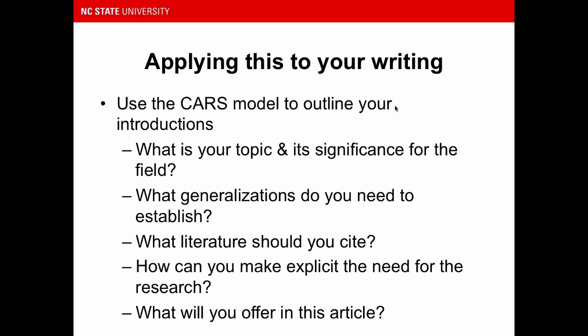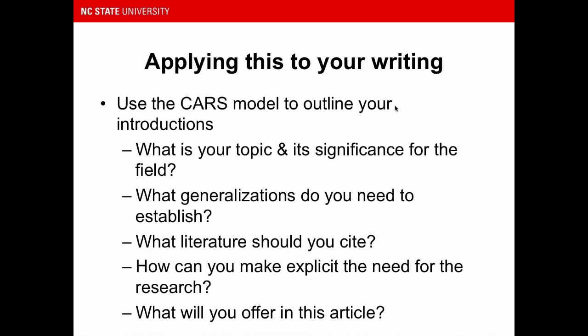You also have to think about what generalizations you would need to establish. What types of knowledge do you have to prove we have and we know before someone would believe you about what we don't know for your particular field or topic? Think about what literature you should cite. What can you find from the journal you're aiming for? Which writers are canonical or which works are seminal in your field? What's most current that you need to be able to account for? So think through those things.